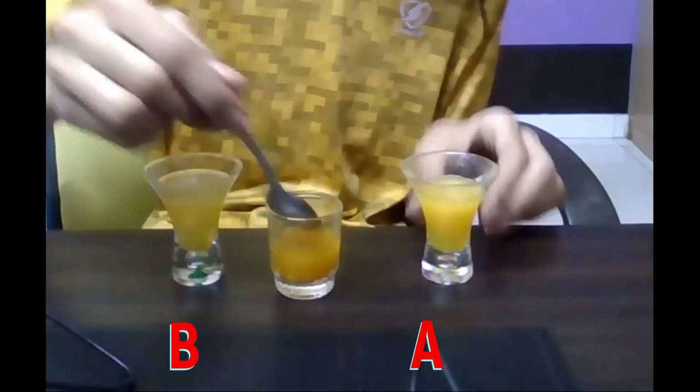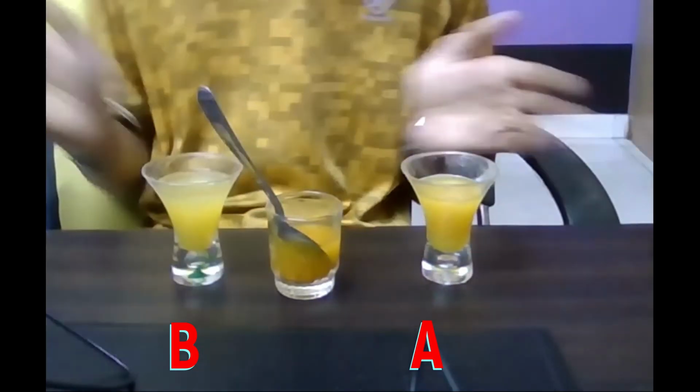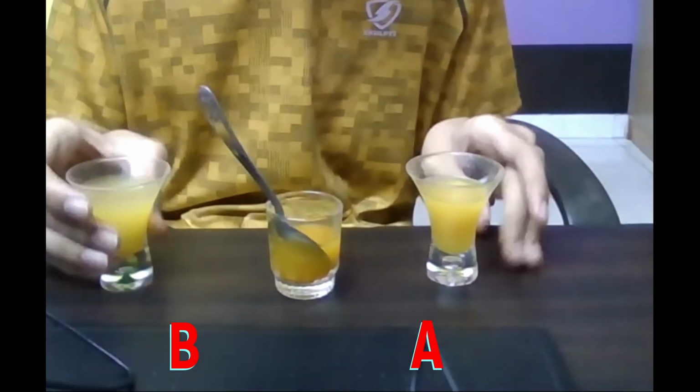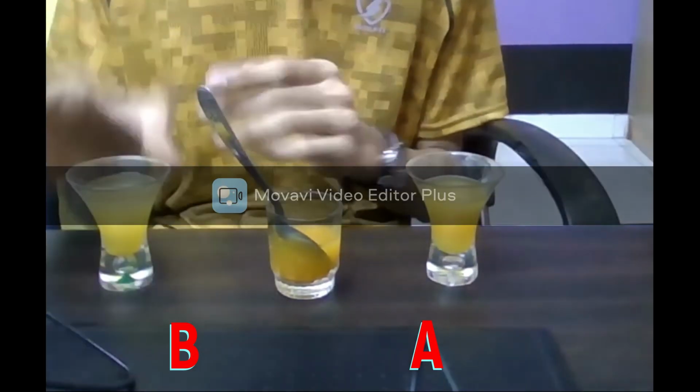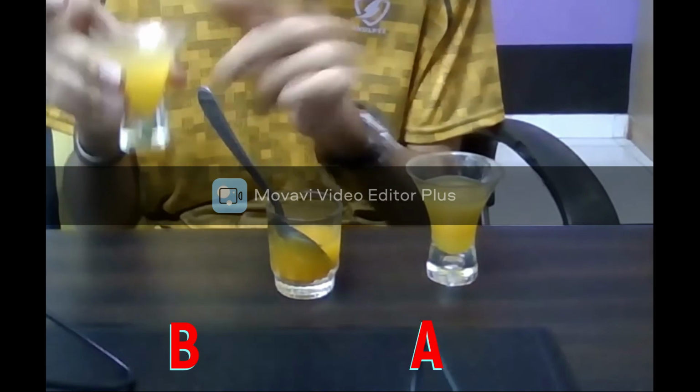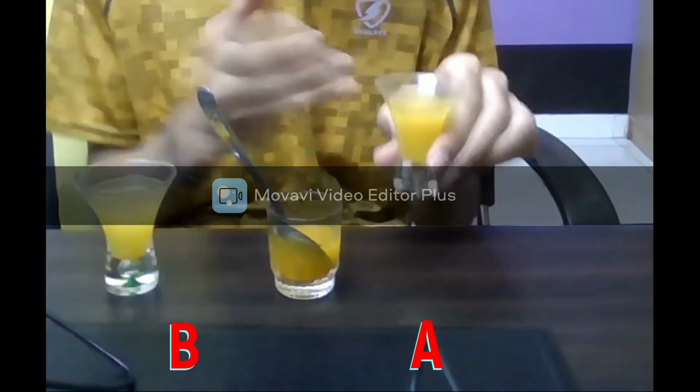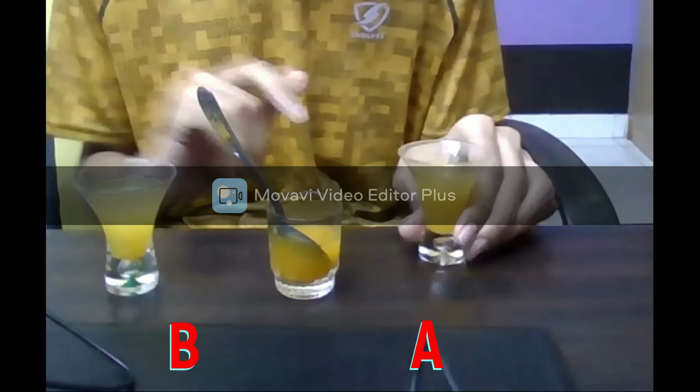Okay, so you can see in this case, both are yellow, right? Both are yellow. So both can be acids. Both can be acids. That's what we conclude, right? Because there's no color change here. You can see this is just yellow, and this is also just yellow. There's no color change. So I can now conclude that both are acids, right?